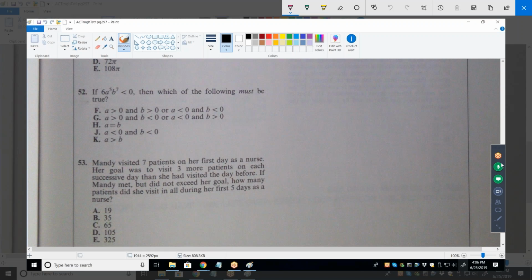Okay, so it's not F. Good. I like. Okay. Why not? Because if they were both greater than 0, the left side would be a positive number. Right? In other words, that cannot be true. Or it says A is less than 0 and B is less than 0. Well, if that were true, that would still be a positive number. So, okay, cannot be F.